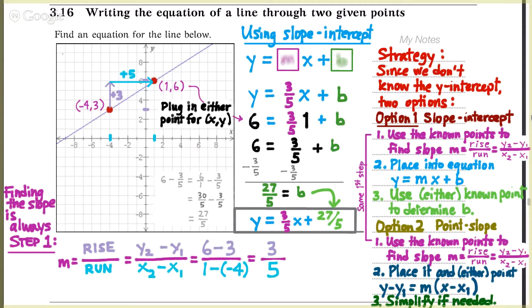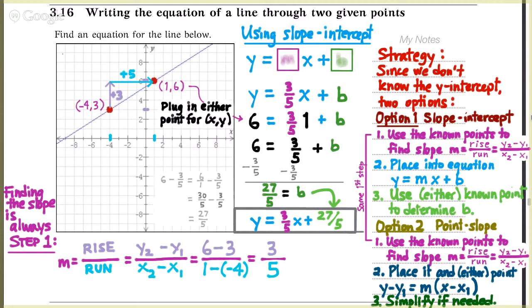Placing that into the m of y equals mx plus b then gives us an equation whose only unknown quantity is the b. And to find it, we plug in either of our 2 points, x and y, and then solve that equation for b. You can check that if we had chosen negative 4,3 instead of 1,6 to plug in right here, we would still get the same value for b. And that's going to be the case as long as we got our slope correct.